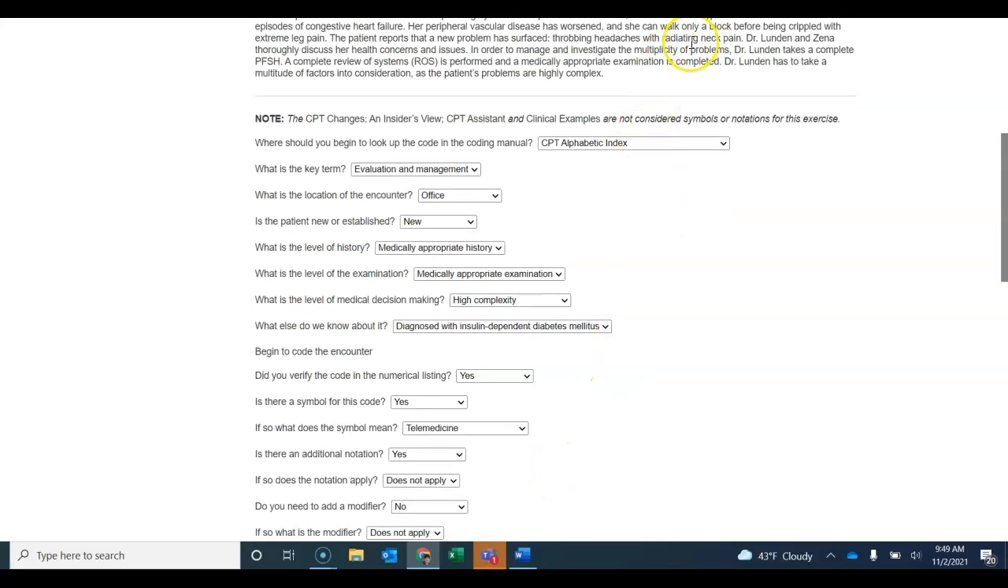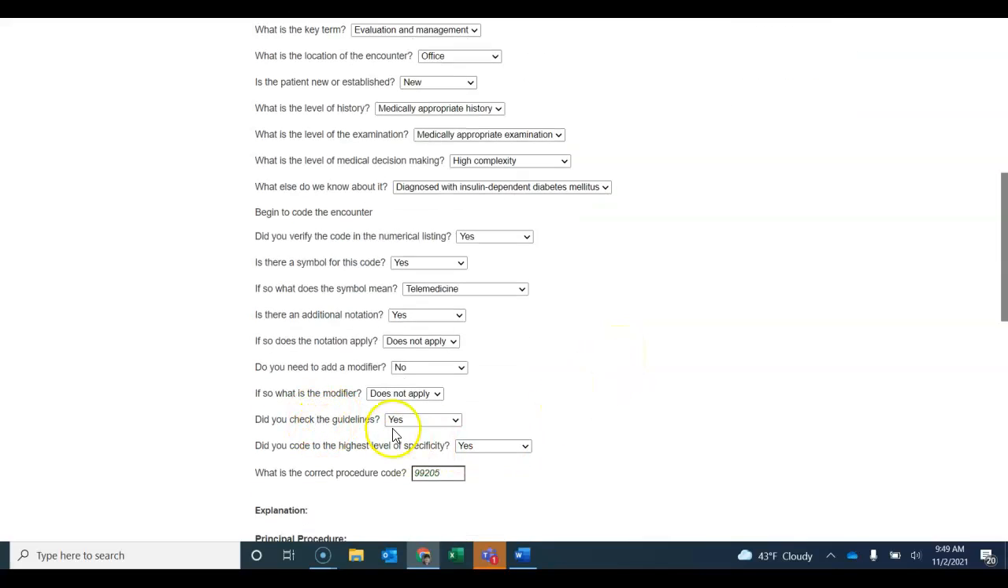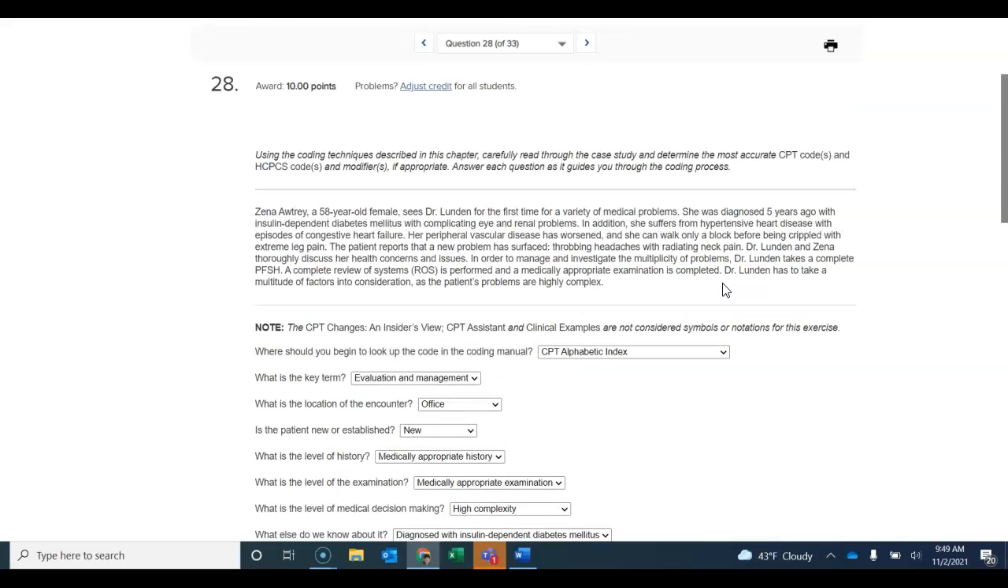We don't really need a modifier because there isn't anything unusual about this other than it's just a high complexity case, okay? We looked at the guidelines because we looked at the pages 16 and 17, okay? And so we're going to get a 99205. Okay?